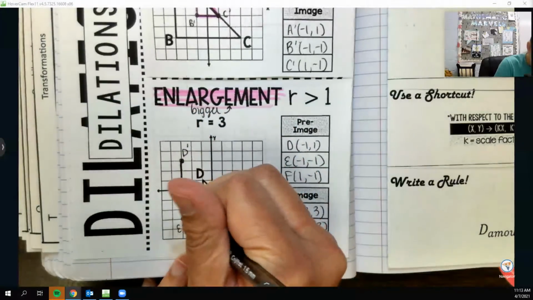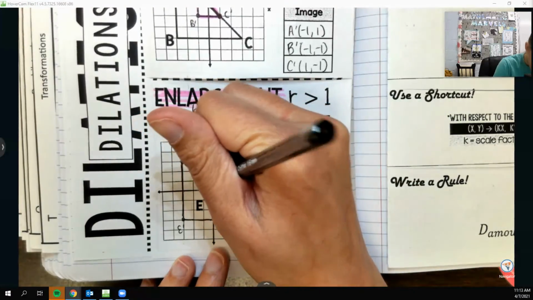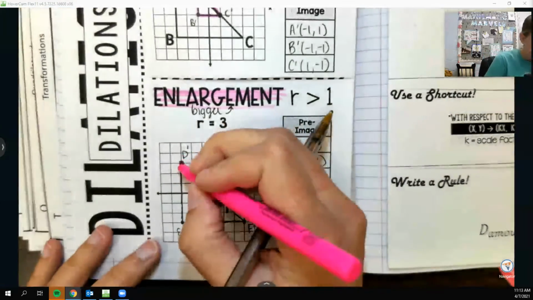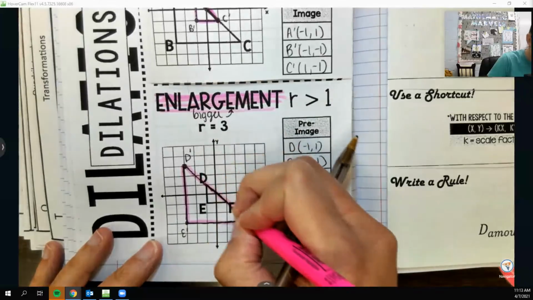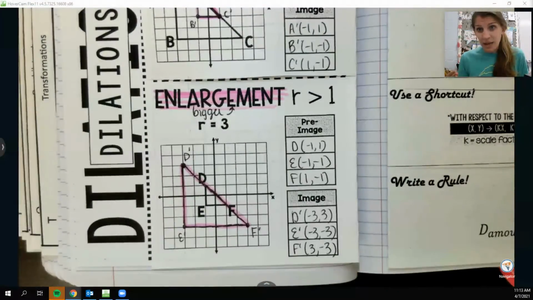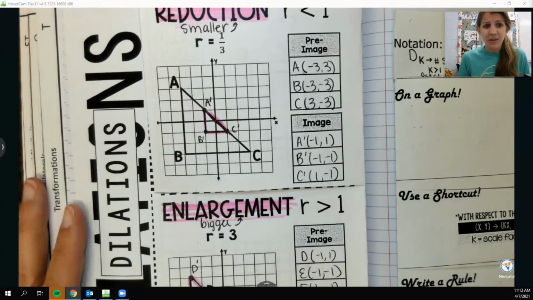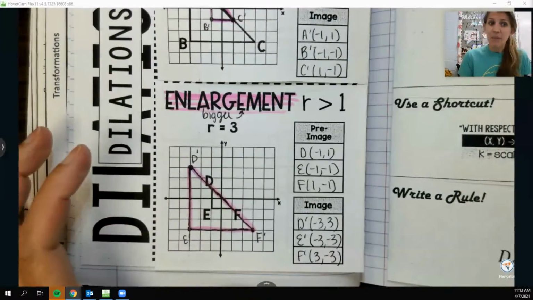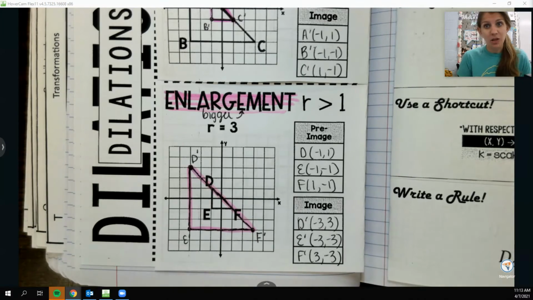I'm glad that I recognized that this one was the same as the top one, because it really reinforces the fact that we need to label everything correctly. We need to make sure that we are labeling our points with our primes, because if I'm looking at this without any labels, it's the same image. But they are different, because we started with big and got small, and in this one we started with small and got big. So that's why it's super important to label our pre-image points and our image points.